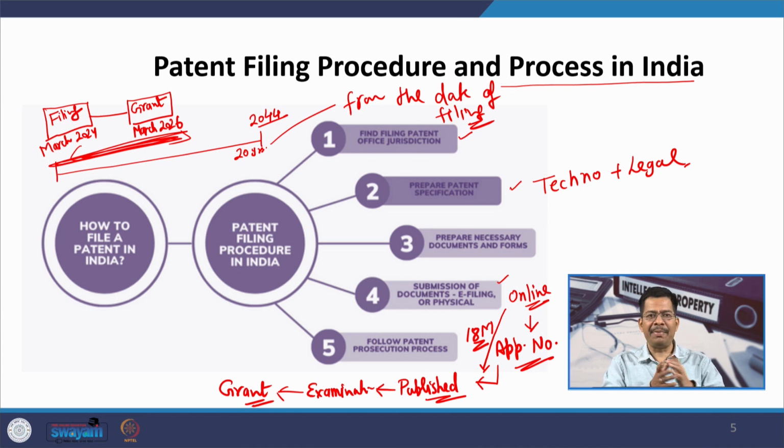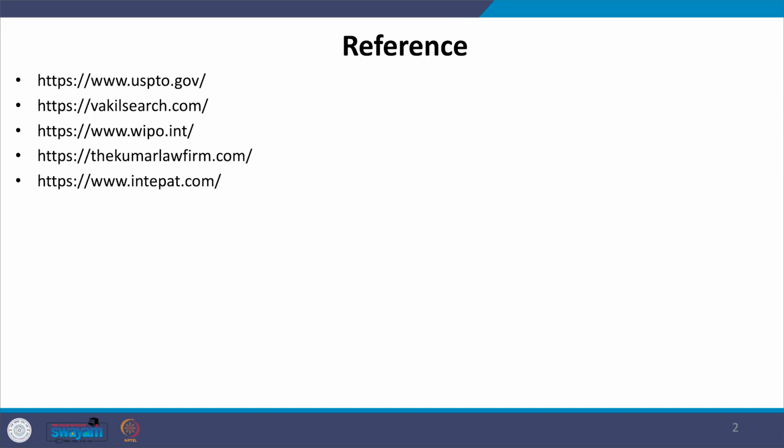In this particular session, we discussed three important strategic dilemmas. One is identifying countries where I should file my IP. Should I go for early publication? Should I go for early examination? These three important strategic dilemmas we discussed, and during the course we will see how we are going to solve them with the kind of information we are going to collect.